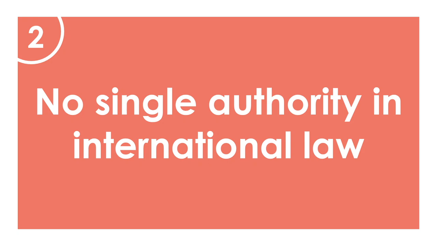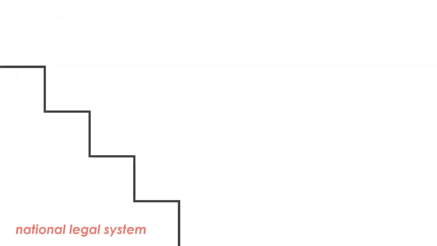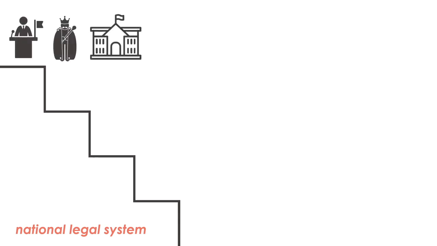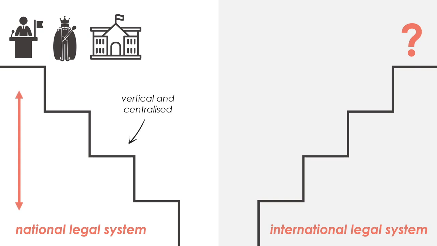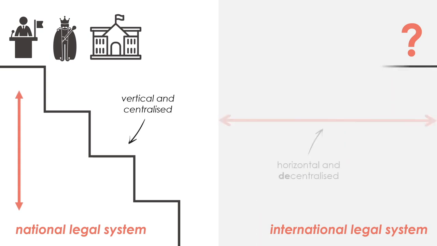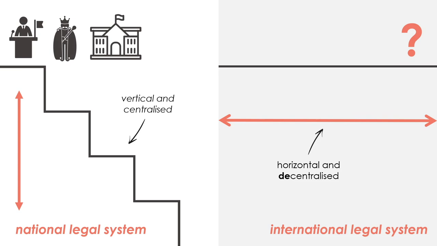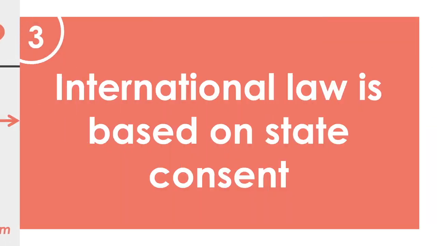Number 2, there is no single authority in international law. So in the national legal system, on top of the hierarchy, you have the president, the monarch if you wish, or the government. In the international legal system, there is no such authority. This means that the national system is vertical and centralized, whereas the international legal system is horizontal and decentralized. So there is no central body making law or enforcing law.